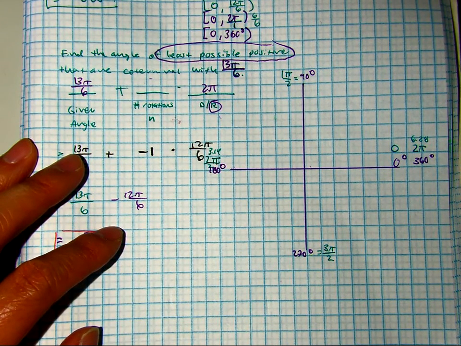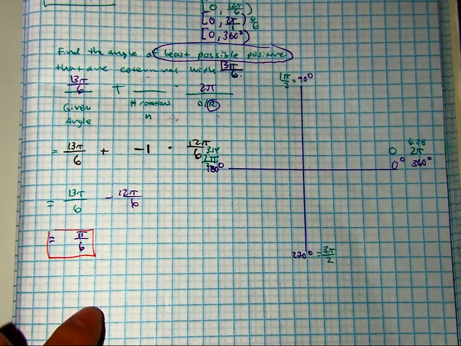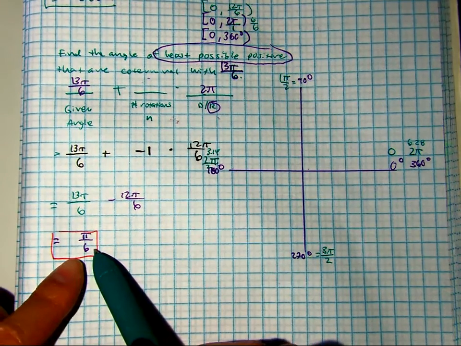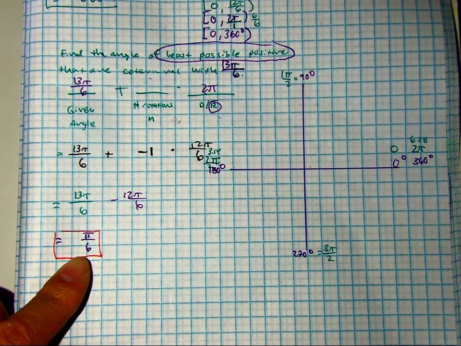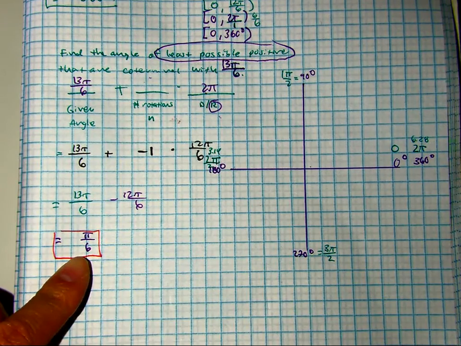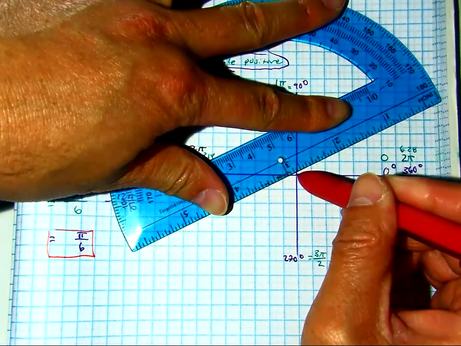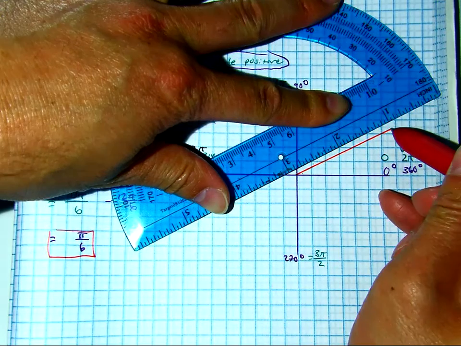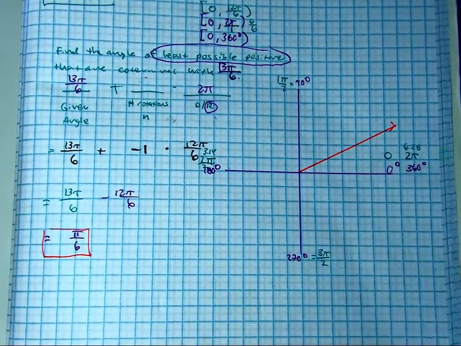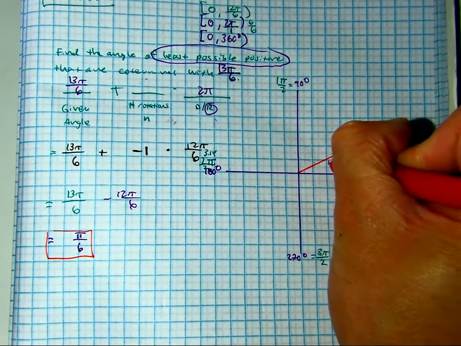All right. So let's give ourselves an idea here. This one says pi over 6. Pi over 6 ends up something like this. And you can call this angle right here pi over 6.